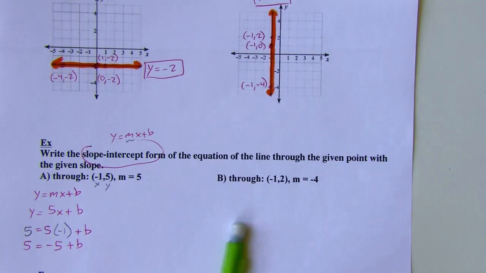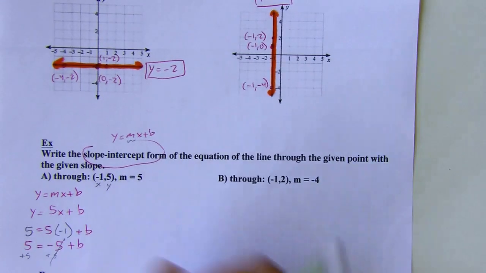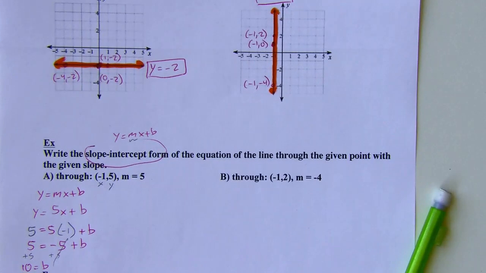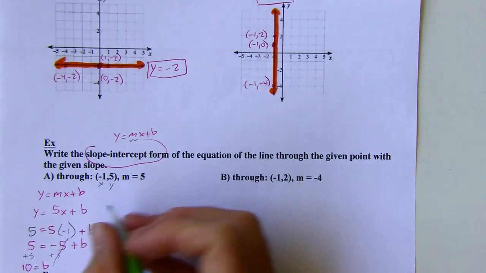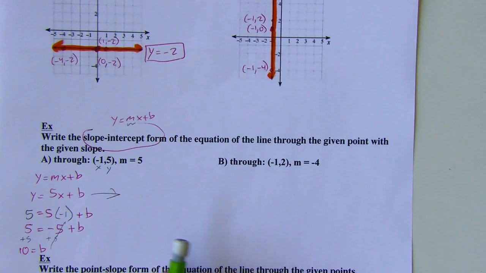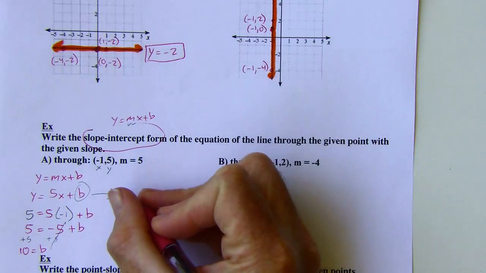Okay, and then I want to add 5 to both sides. And b is going to equal 10. Okay, now that I know what b is, I can go back up here and rewrite that, right? So now I know that b should be 10, so y is going to equal 5x plus 10.